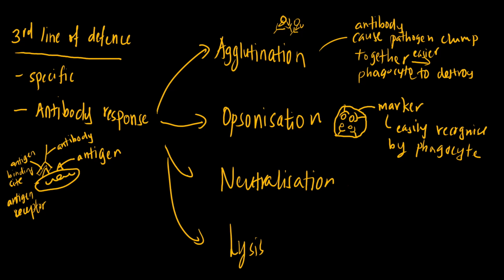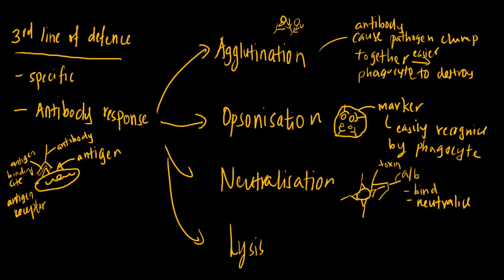Next we have neutralization. Let's say this one is your virus. On the surface, sometimes it will have a toxin, let's say. Now the antibody binds in here. This one is your antibody, and this one is your toxin. So it will bind to it and neutralize it so that it will not cause any harm to the cell.